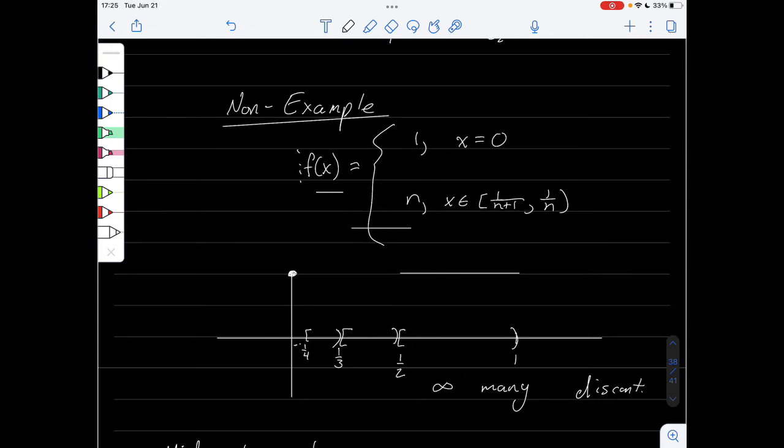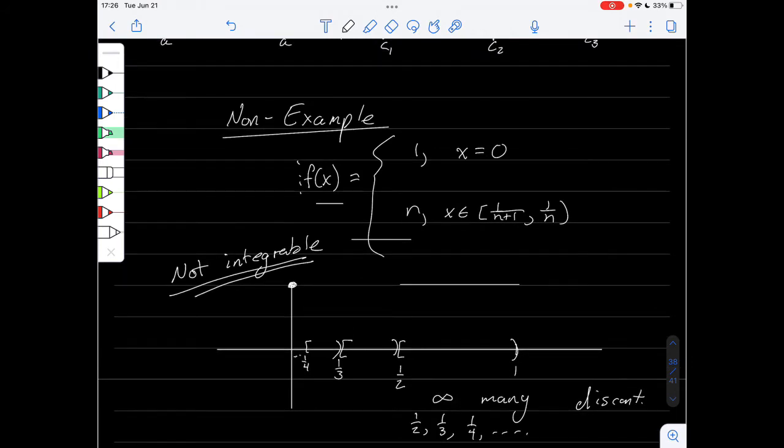So in particular at 1/2, 1/3, 1/4, and so on. And this is not Riemann integrable. We might be able to find a different type of integral, but that is beyond the scope of this course. So now we know when things are integrable. So I'm just going to write here, this is not integrable.